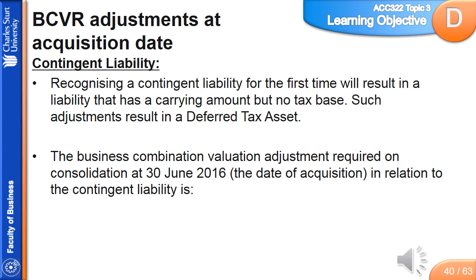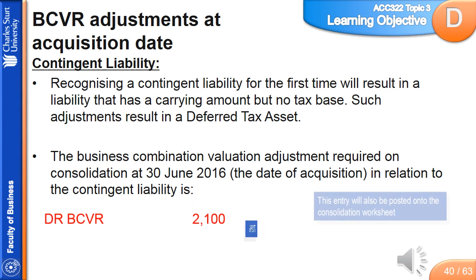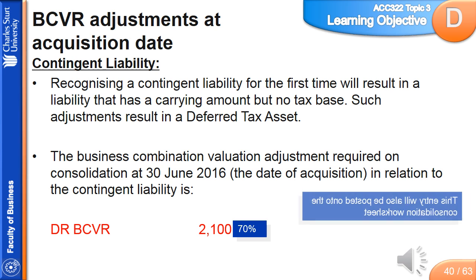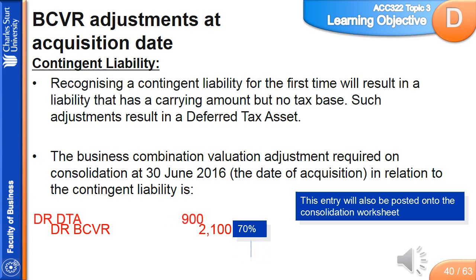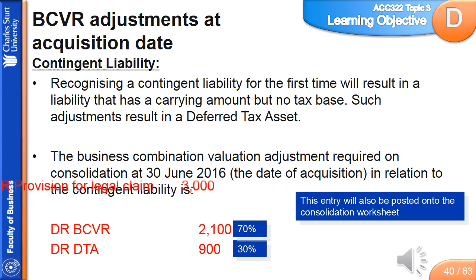So the actual consolidation journal entry required to record this contingent liability would be a debit to BCVR of $2,100, which is 70% of the $3,000, then a debit to the DTA account of 30% of $3,000, which is $900, and then a credit to provision for legal claim of $3,000.